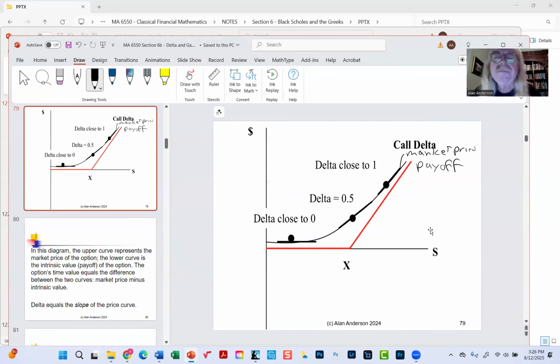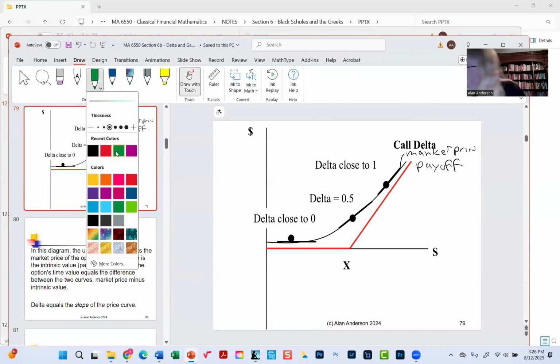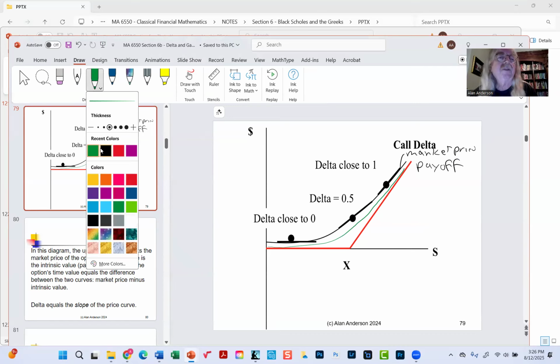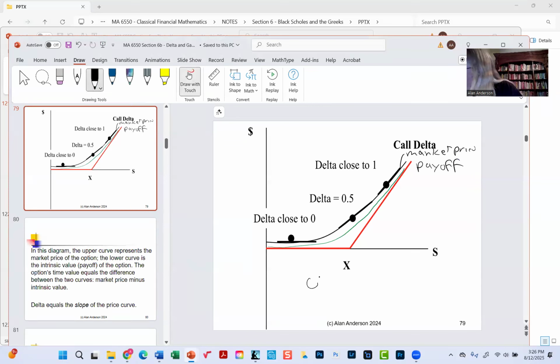As time evolves, the market price drifts to the right. It gets closer and closer to the payoff. And on the final day of trading, they will be exactly the same. And so you can see that it's not going to be possible for the slope of that market price curve to be negative or greater than one. It can't be steeper than the payoff profile. So we know that the delta is bounded between 0 and 1.